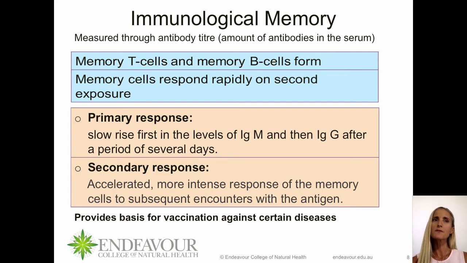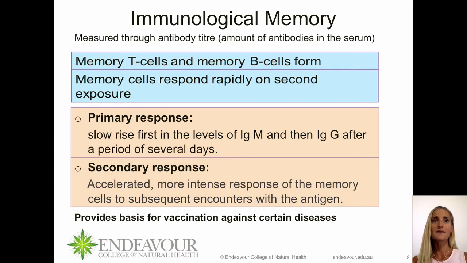Then the secondary response is accelerated because these memory cells have the memory of this antigen. So when that second exposure happens, there's a more intense response of those memory cells, and it rapidly increases the IgG antibodies.